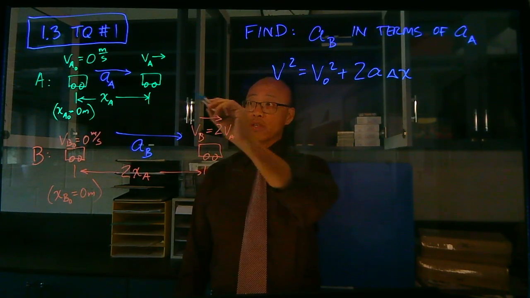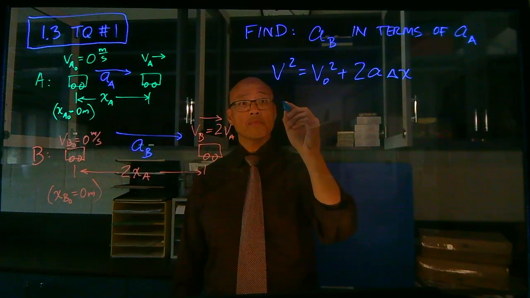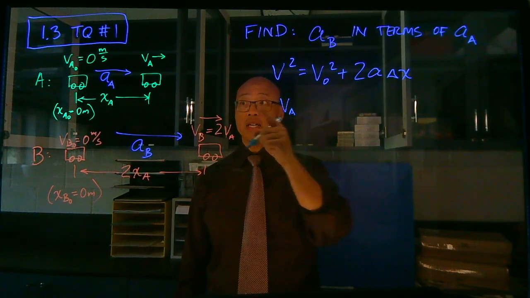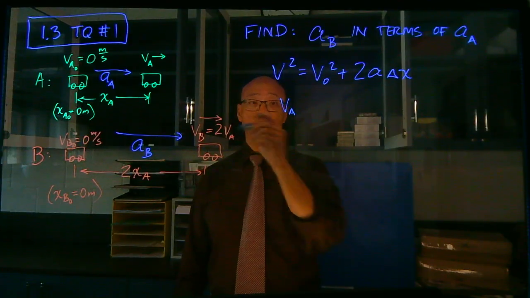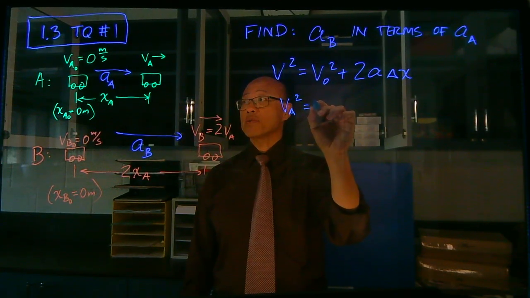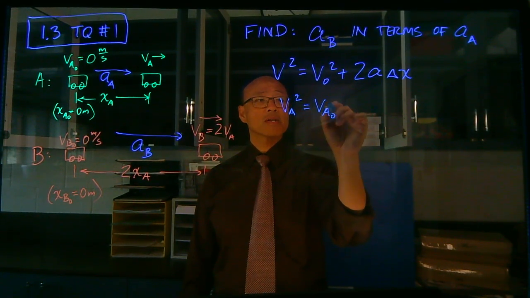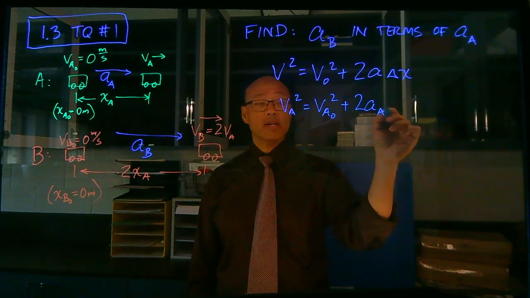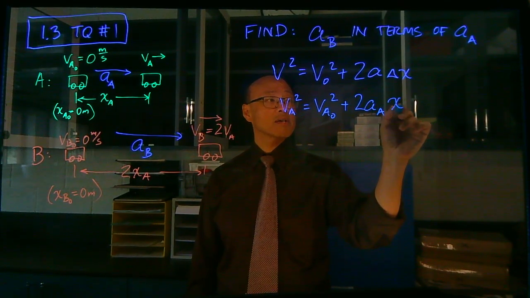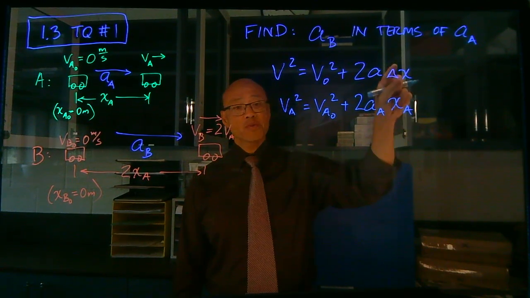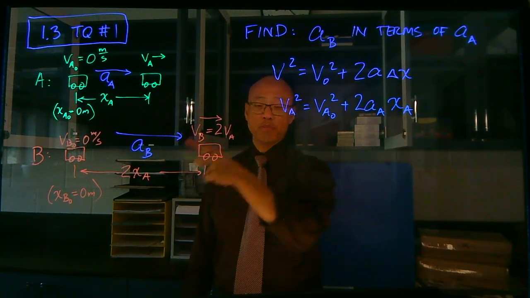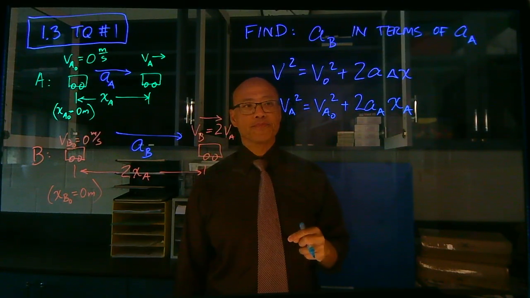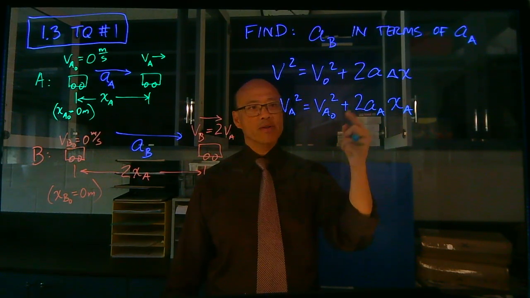Well, this means if I look at A, that velocity V, final velocity in this system, corresponds to VA. So VA squared is equal to VA naught squared plus 2a delta, this is AA, right? And this delta x is now XA. So we've gone from the general equation, customized it to the particular problem. Okay, well, I want AB in terms of AA. Well, I only have AA here, right?